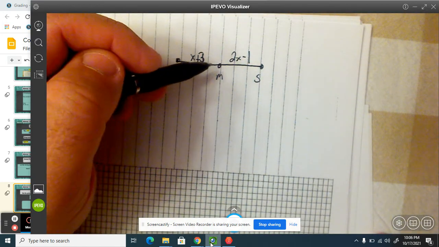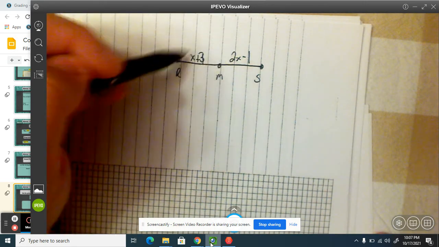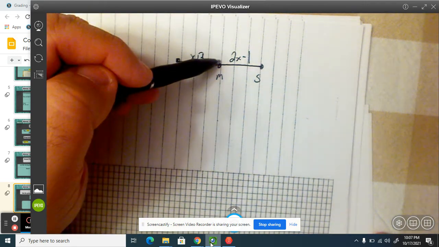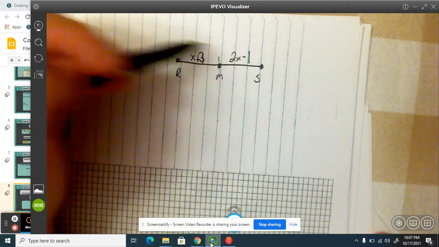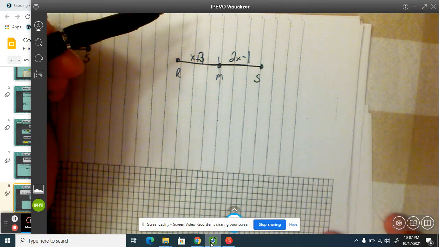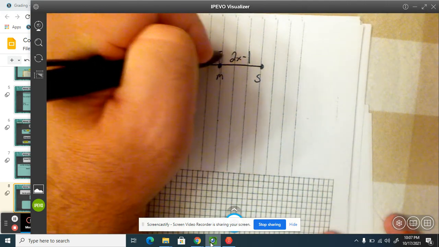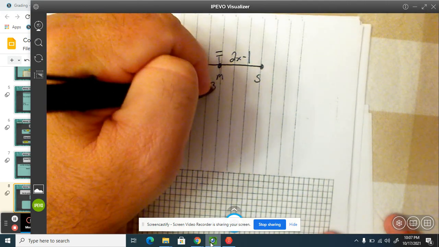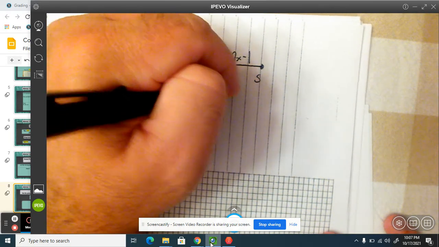RM is x plus 3. This is 2x minus 1. What do you know about these two things? If this is the midpoint, and that makes these both congruent, that means they're both the same. And what symbol goes in the place of congruent or the same? An equal sign. So x plus 3 is the same or equals 2x minus 1.